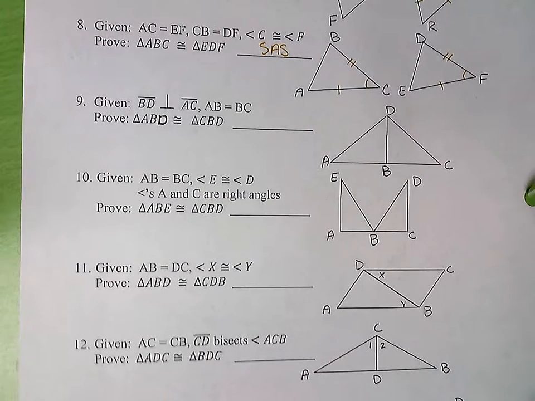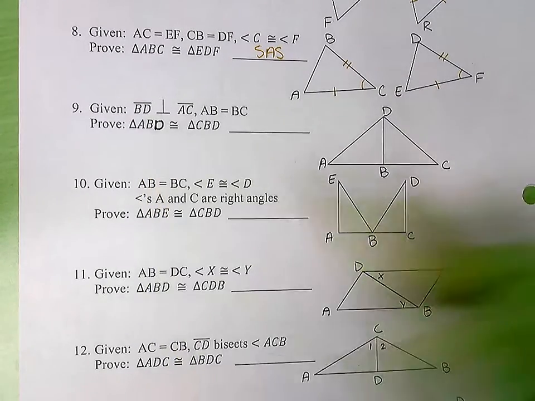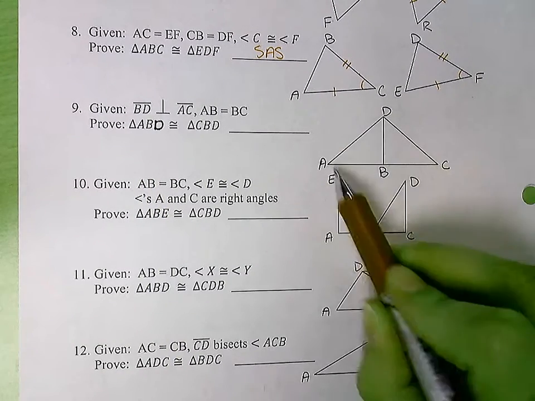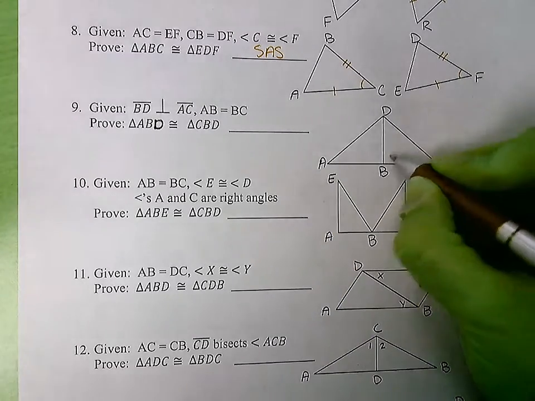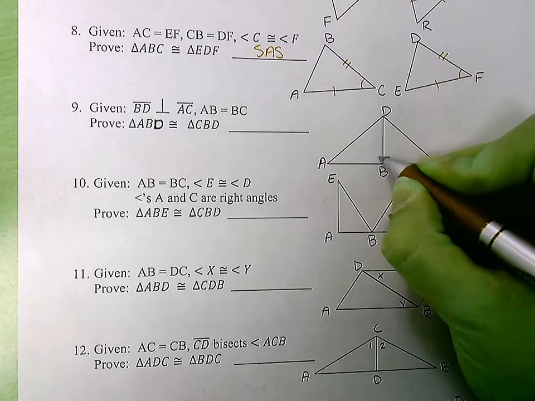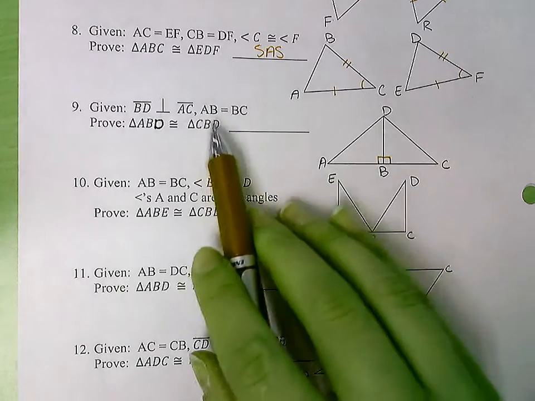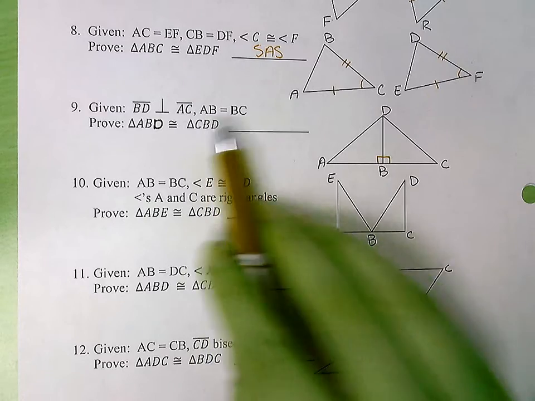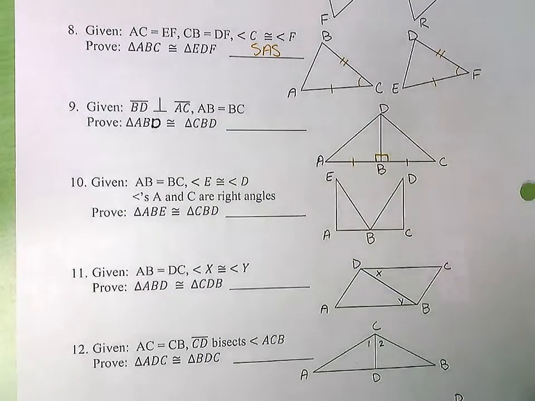I'm going to help you with number 9. I know you're not done yet, but I'm going to help you with 9 because it's a different one that I didn't actually go over. So, number 9, we're given BD is perpendicular to AC. Okay, if something's perpendicular, that means they create these 90-degree angles. Okay, so those would be congruent. Now, number 9, I'm also given AB is equal to BC. So I'm going to label that here.